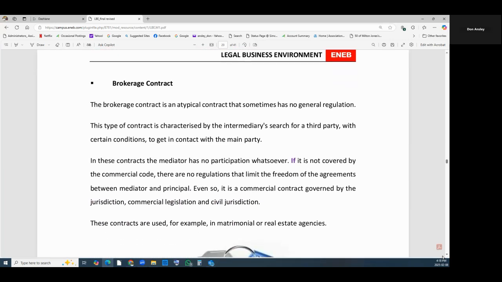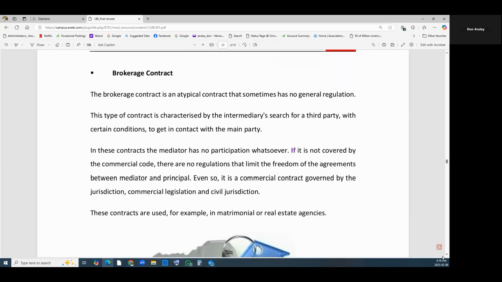So then we come to these brokerage contracts. It's an atypical contract that sometimes has no general regulation. This type of contract is characterized by the intermediary searching for a third party with certain conditions to get into contract with the main party.